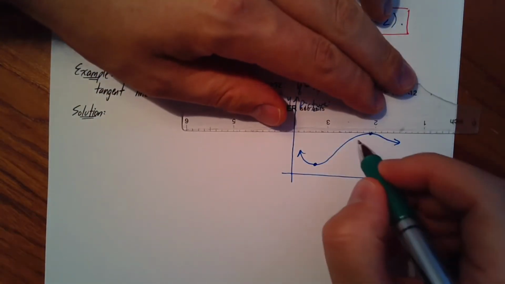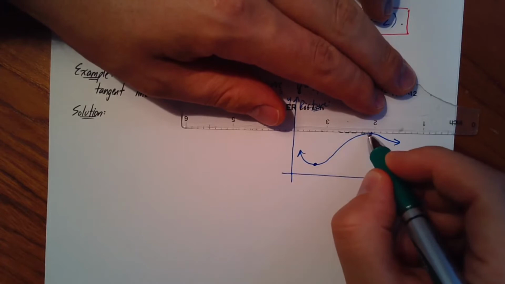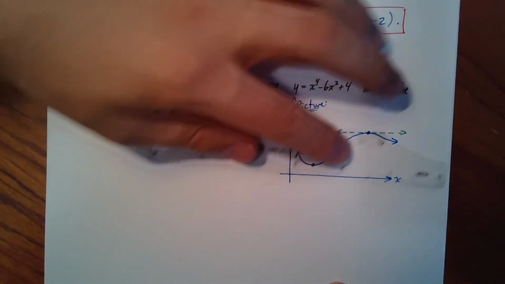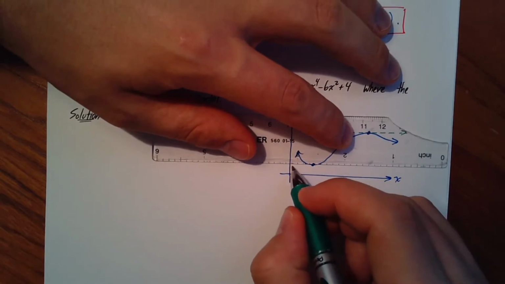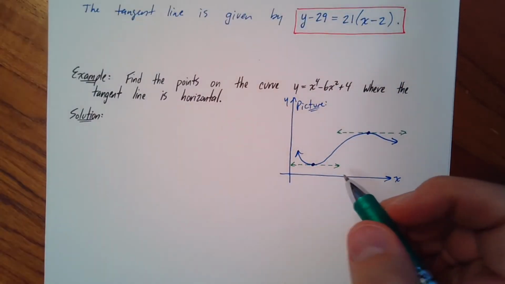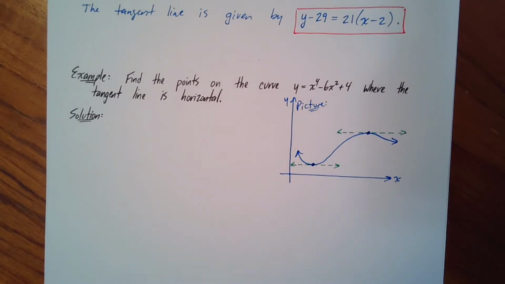Because if I draw the tangent line, well, what else can you say, right? The tangent line is literally horizontal. That's what it means to be horizontal. It means to be flat. So what are the slopes of those lines? What are the slopes of horizontal lines? Their slopes are 0. So that's how we're going to attack this.